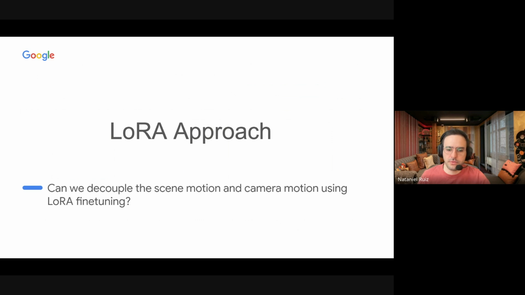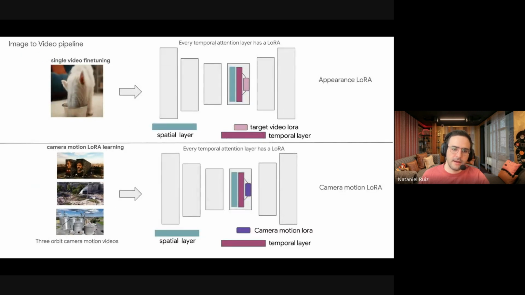So I'll go really quick through this failed approach that we had, just for you to understand how hard this problem is in some sense, and then get to our successful approach. So this is the LoRA approach. Can we decouple scene motion and camera motion using LoRA fine tuning?